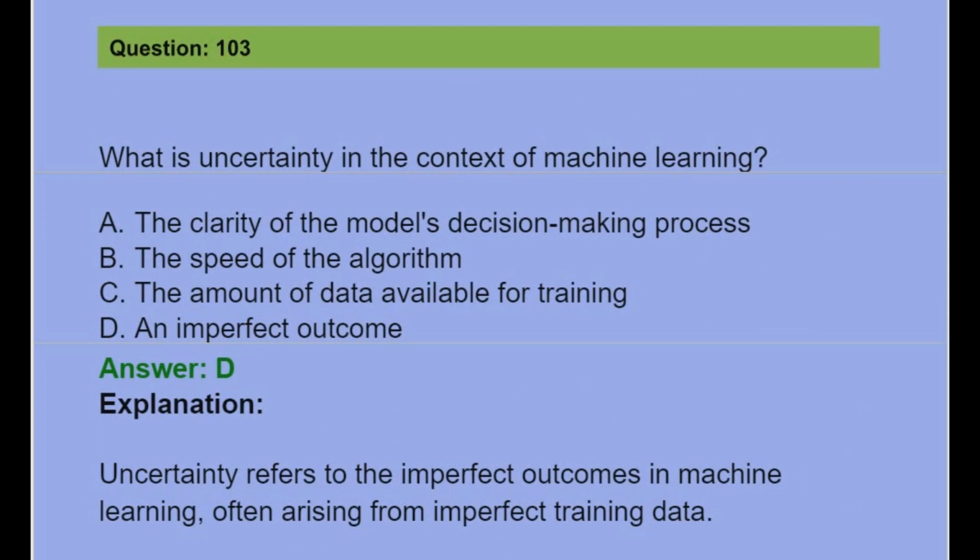Question is, what is uncertainty in the context of machine learning? Option A, the clarity of the model's decision-making process. Option B, the speed of the algorithm. Option C, the amount of data available for training. Option D, an imperfect outcome. Correct answer is option D.